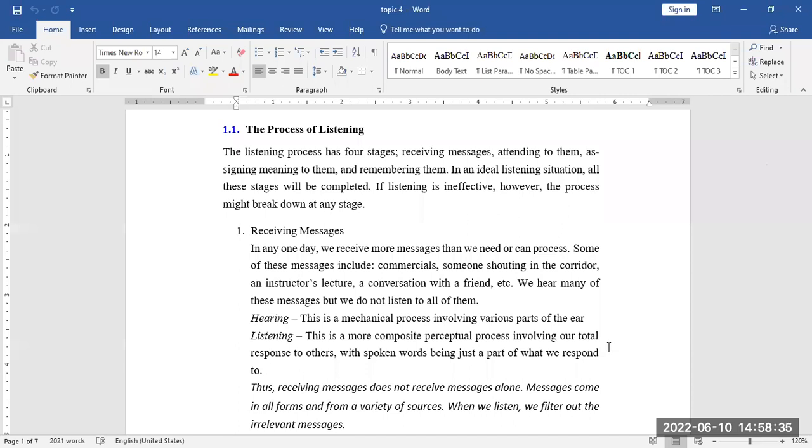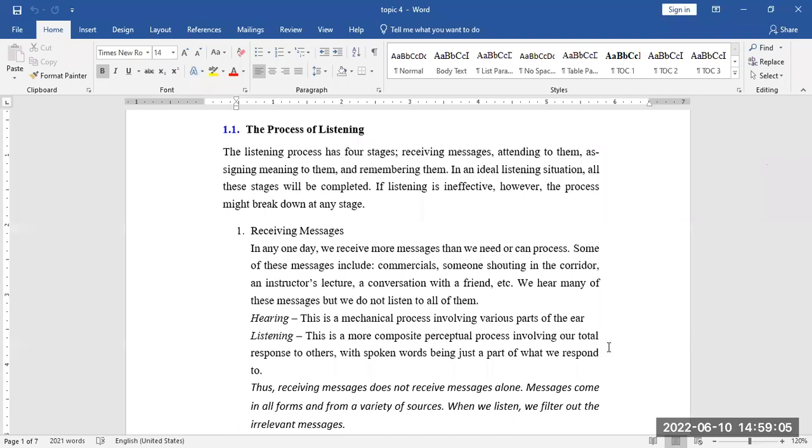So therefore, when you talk about listening, we can talk about two things, hearing and listening. There is a difference between hearing and listening. To hear is passive. Passive, I mean you don't internalize the message. So when you are hearing, you don't internalize the message.